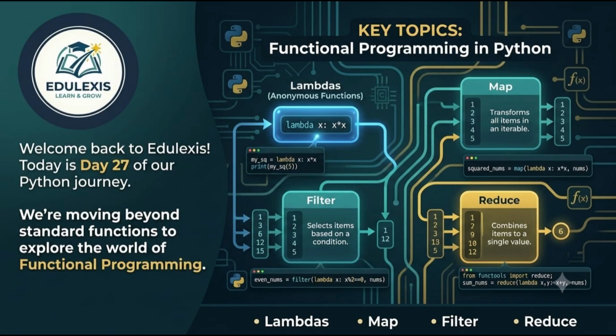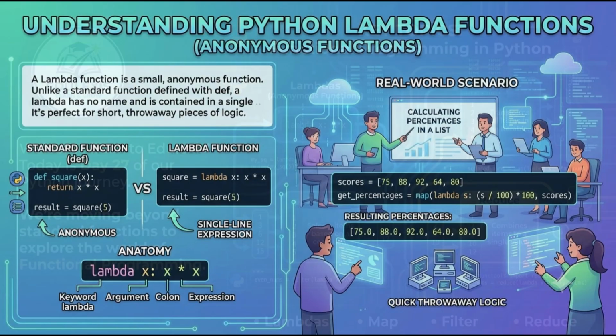We're moving beyond standard functions to explore the world of functional programming. We will cover lambdas, map, filter, and the powerful reduce function. A lambda function is a small, anonymous function. Unlike a standard function defined with def, a lambda has no name and is contained in a single line. It's perfect for short, throwaway pieces of logic.